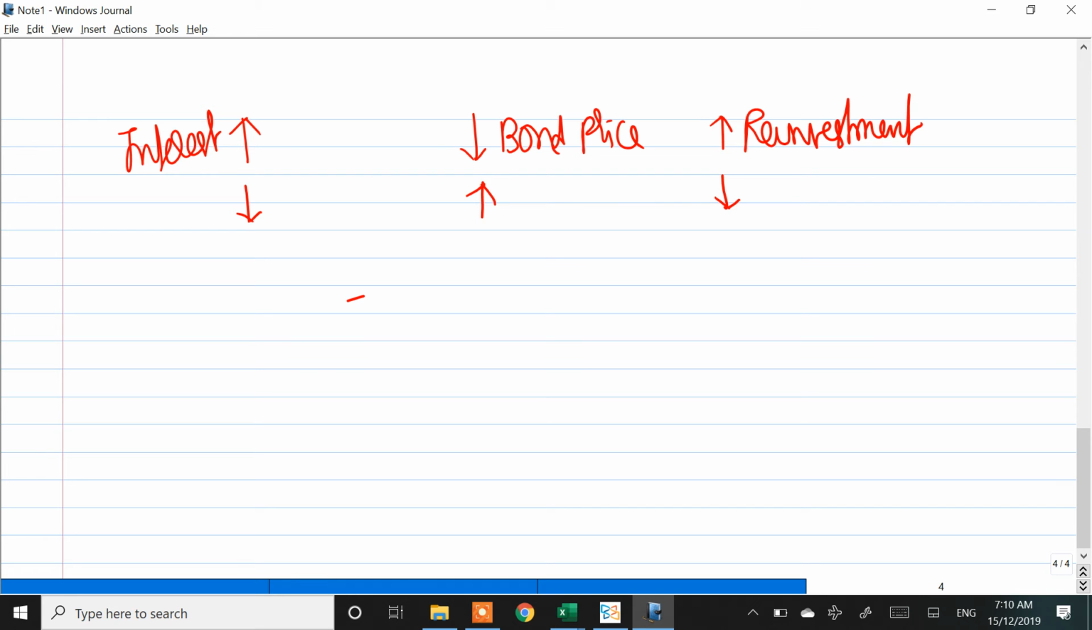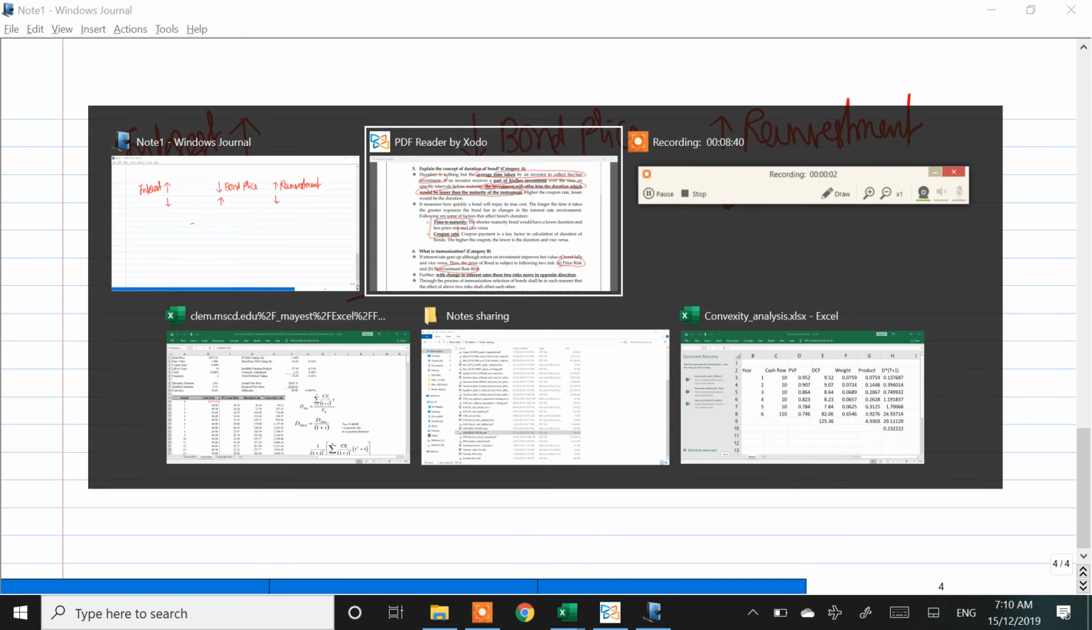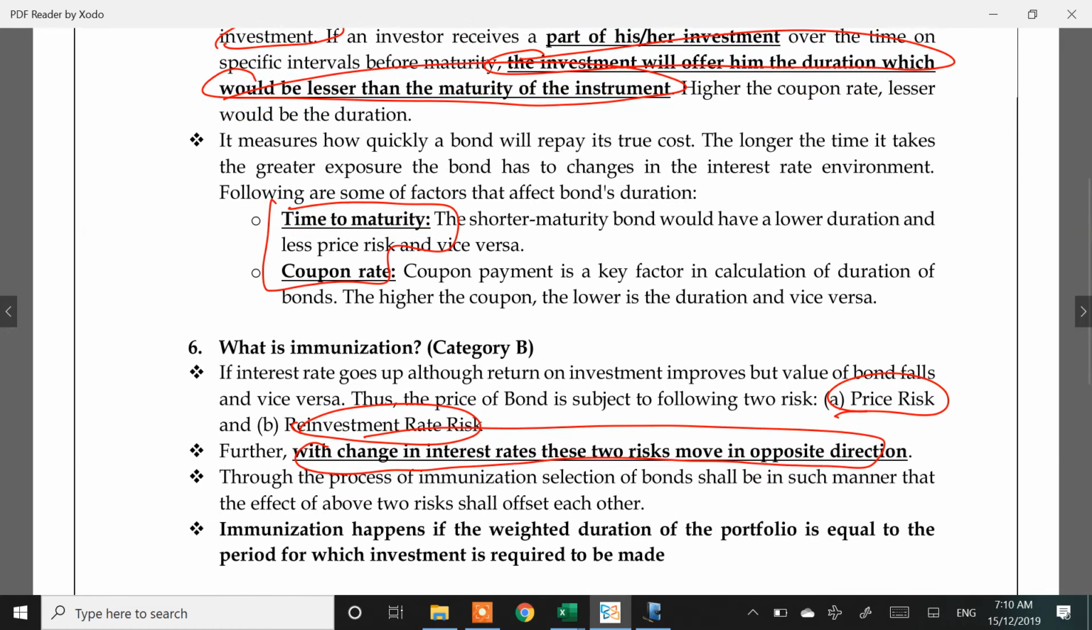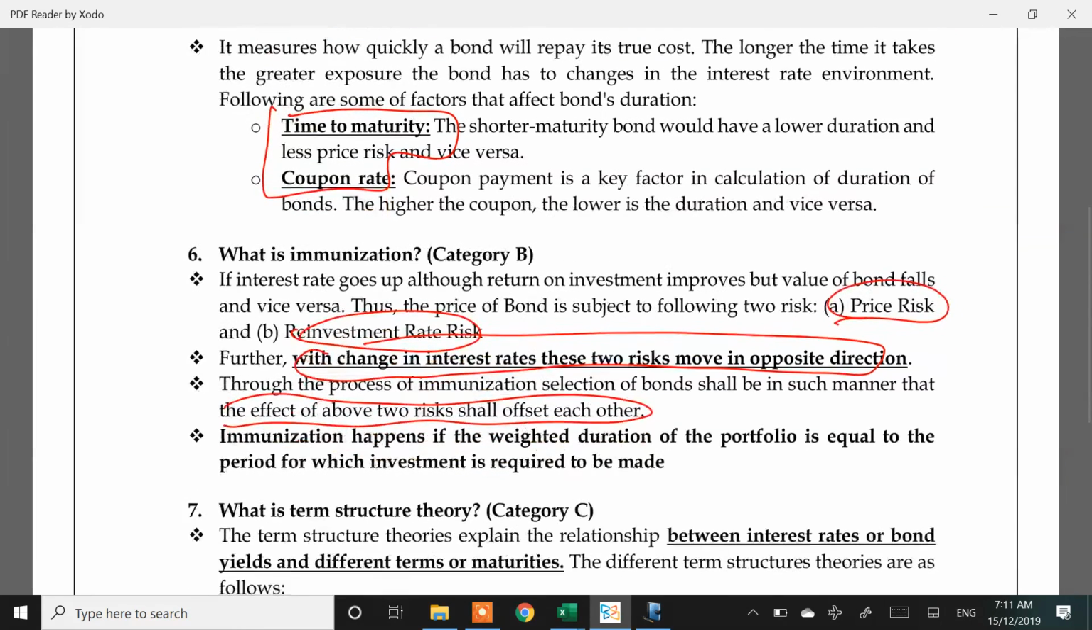There is a time period at which the loss or gain on bond price will match the loss or gain on reinvestment, and that time period is technically called duration. So if I have to immunize my portfolio against the interest rate risk, in the process of immunization, we should ensure that the effects offset each other. And immunization happens if the duration of the portfolio is equal to the period for which the investment is required to be made. I've covered all of this in the theory part.